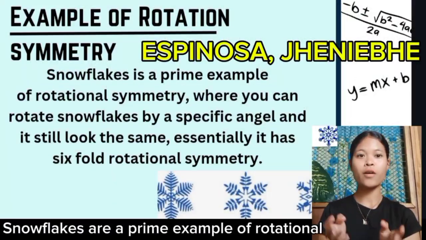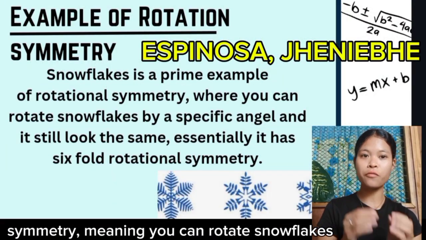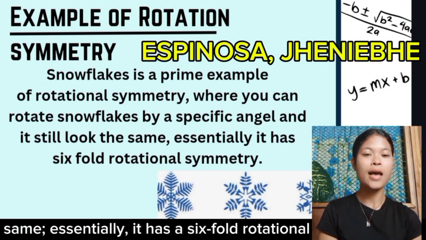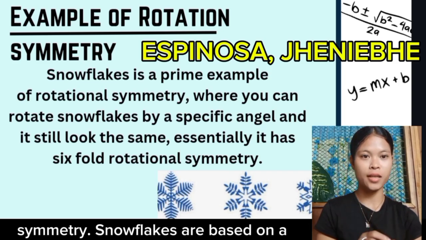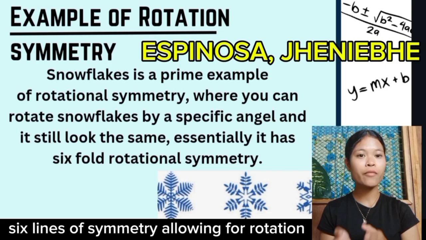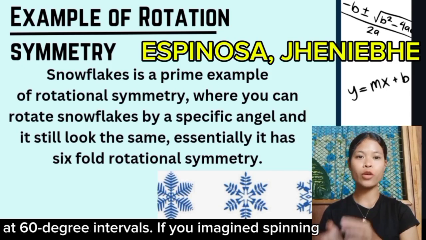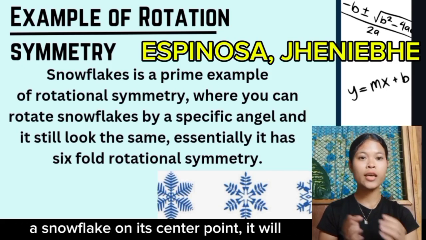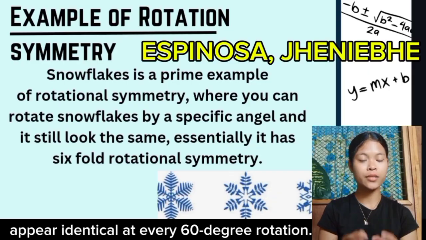Snowflakes are a prime example of rotational symmetry, meaning you can rotate a snowflake by a specific angle and it still looks the same. Essentially, it has 6-fold rotational symmetry. Snowflakes are based on a hexagonal shape, which naturally has 6 lines of symmetry, allowing for rotation at 60 degree intervals. If you imagine spinning a snowflake on its center point, it will appear identical at every 60 degree rotation.